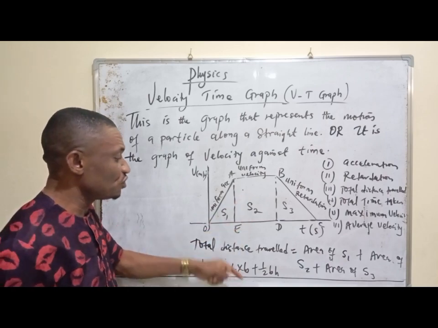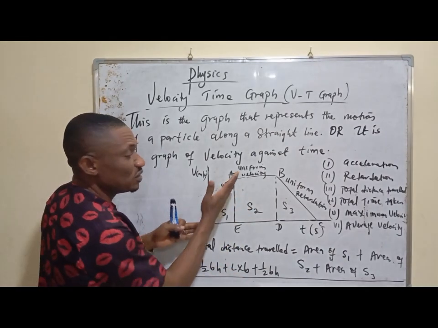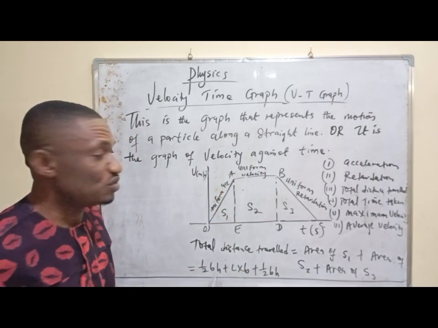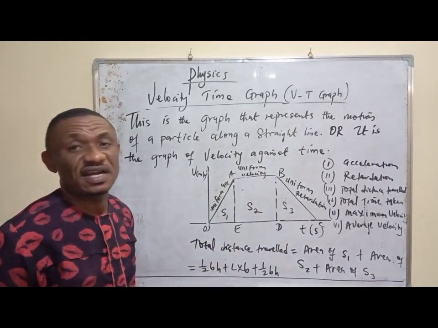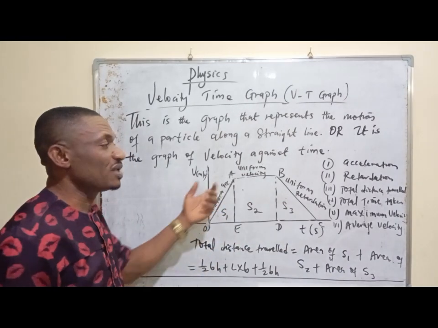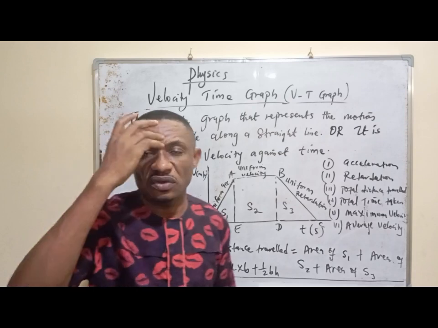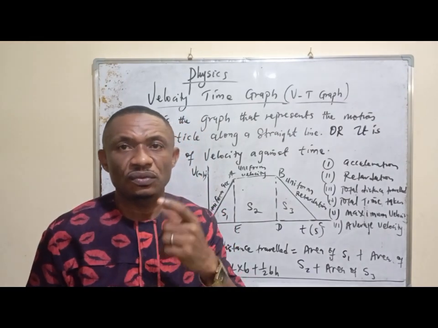But if it is not, it will be different. If it is a trapezium with one side, you will still make use of area of this plus area of this to calculate the total distance traveled. So watch out for the example. Thank you.